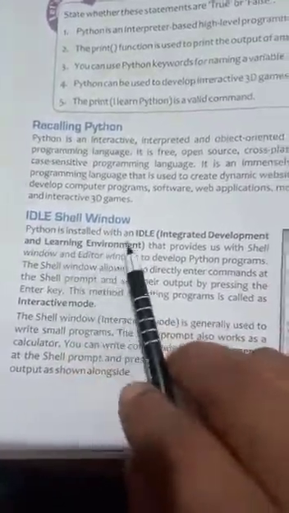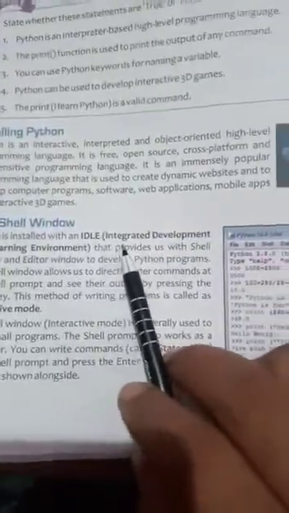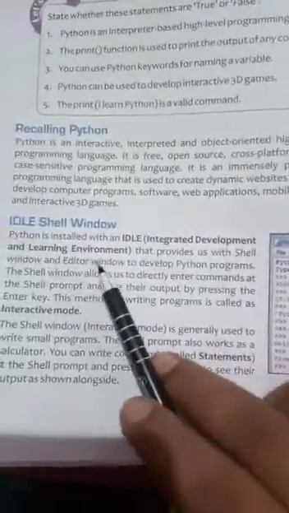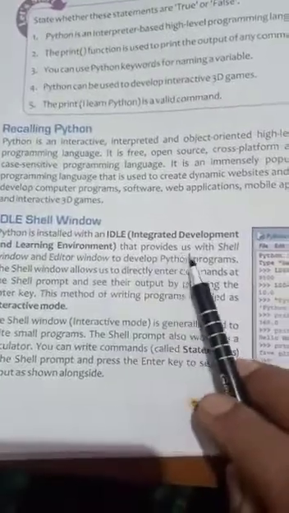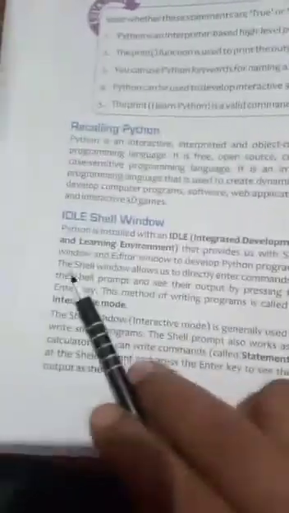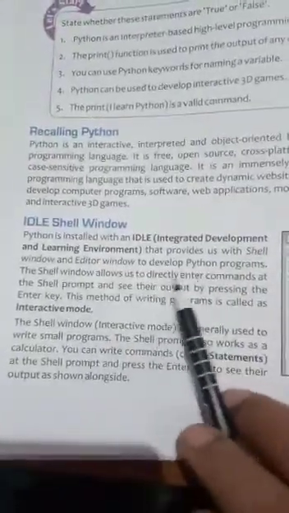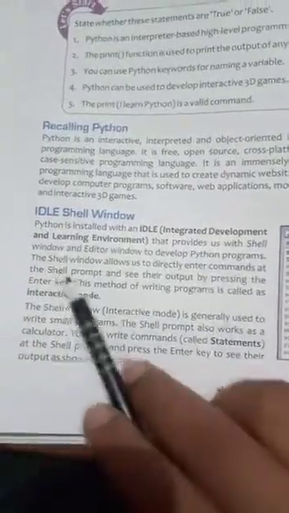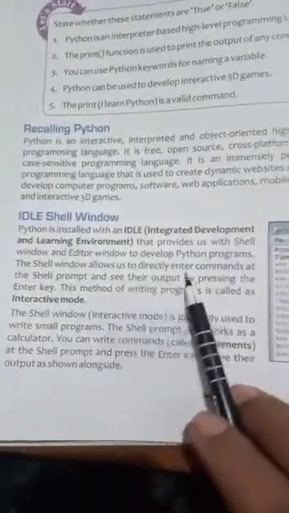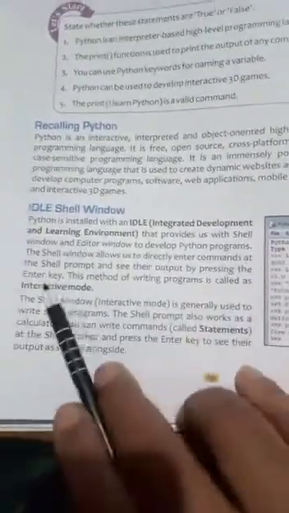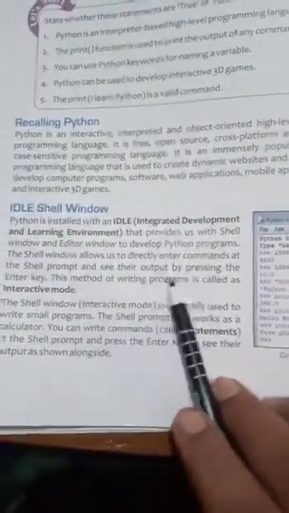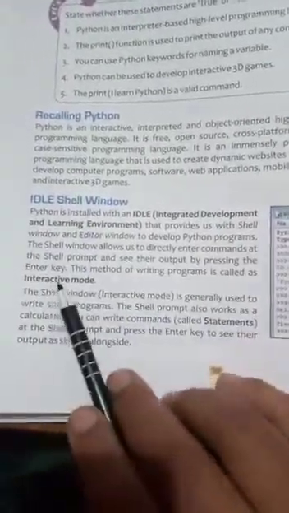So, the IDLE shell window. Python is installed with an IDLE, an integrated development and learning environment, that provides us with a shell window and an editor window to develop Python programs. The shell window allows us to directly enter commands at the shell prompt and see their output by pressing the enter key.